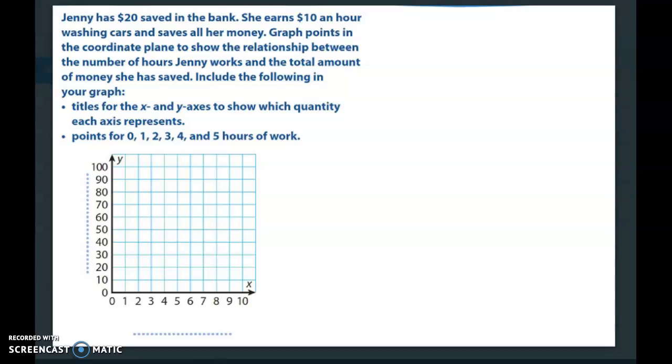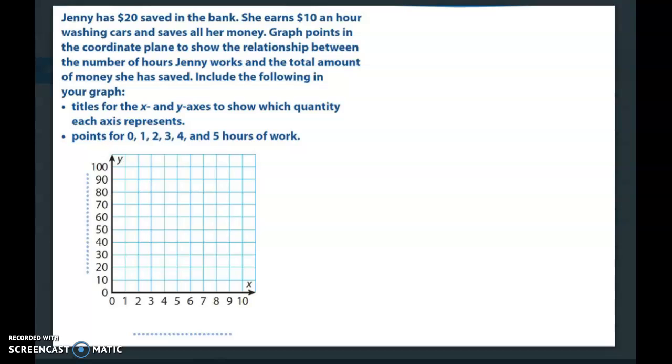Include the following in your graph. The titles for the X and Y axis to show which quantity each axis represents. Points for 0, 1, 2, 3, 4, and 5 hours of work. Okay, so let's take a look at our graph here. We have our x-axis, which only goes up to 10, and then we have our y-axis that goes up to 100.